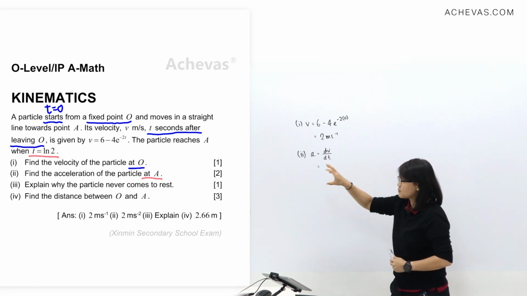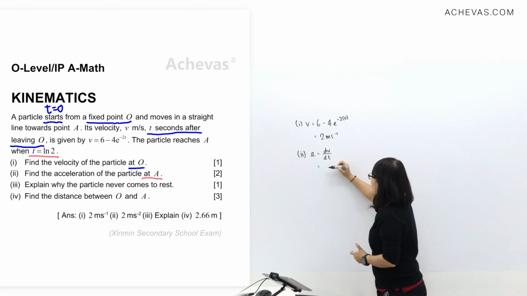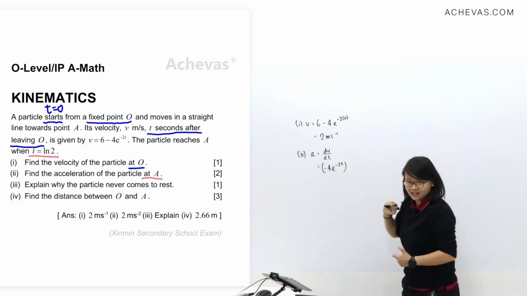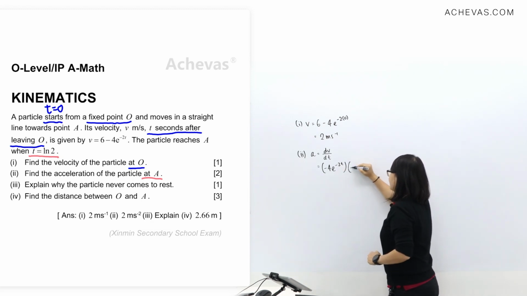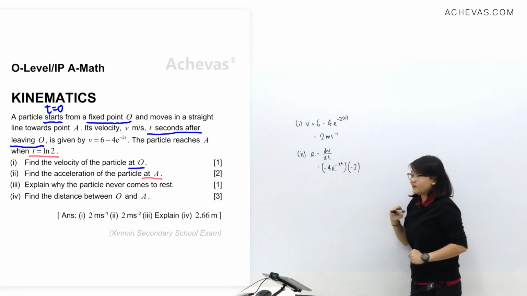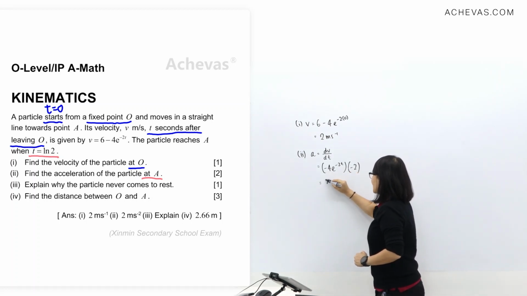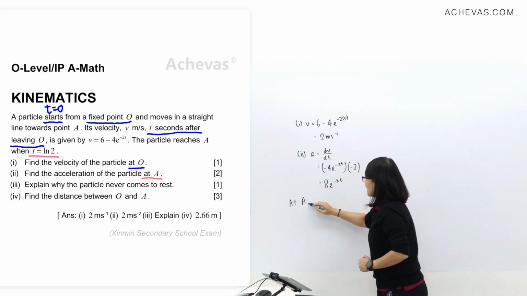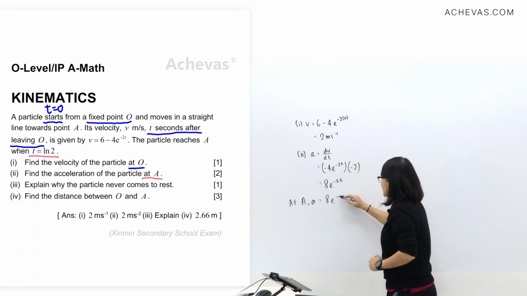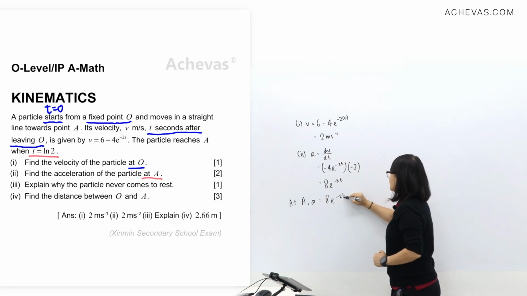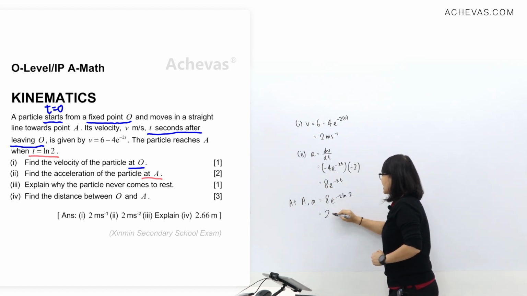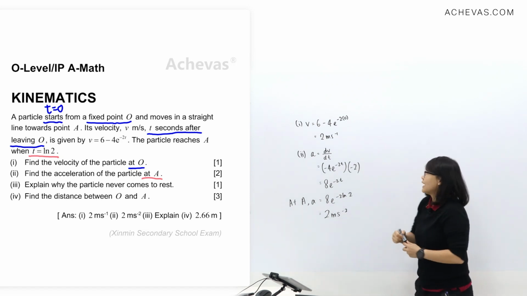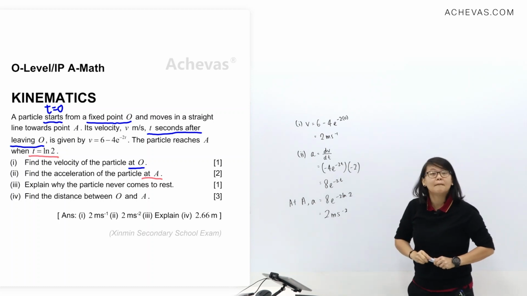Let's focus on the exponential part. I'm going to copy back negative 4e power negative 2t, and differentiating the power here, I'll have negative 2. Let's simplify. Negative 2 times negative 4 is going to be 8. So now I want to find the acceleration at A. I'm going to substitute the time value at A, which is ln 2. So I'll get my answer here as 2 meters per second squared for acceleration.